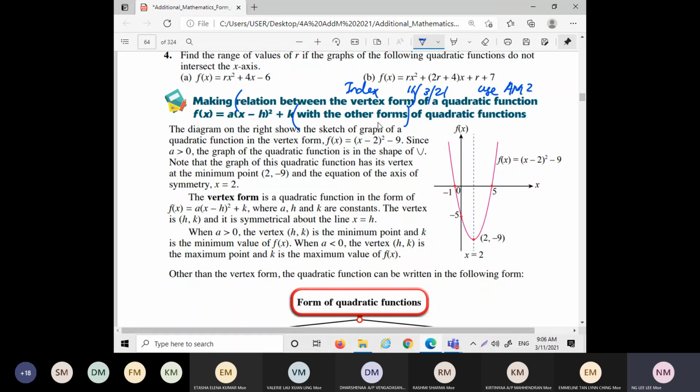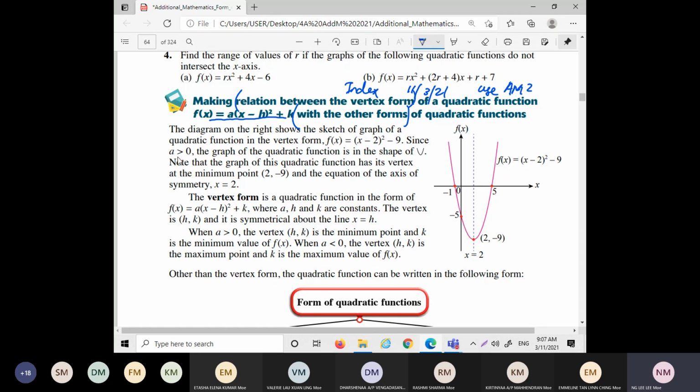For quadratic functions we have three forms. One is the vertex form, then the general form, which you know, and one more which we call the intercept form. This one we will learn afterwards. So there are three forms of quadratic functions. The diagram on the right shows the sketch of the graph of a quadratic function in vertex form.